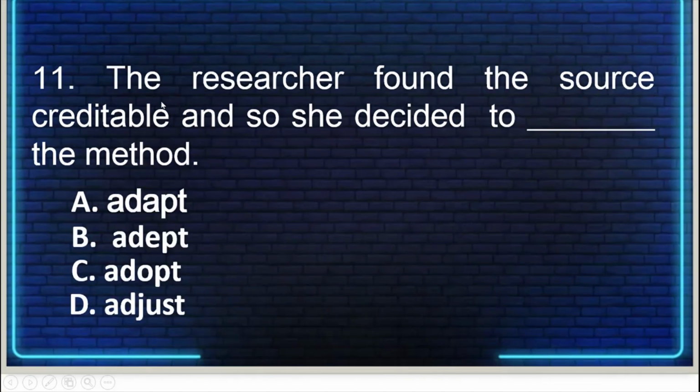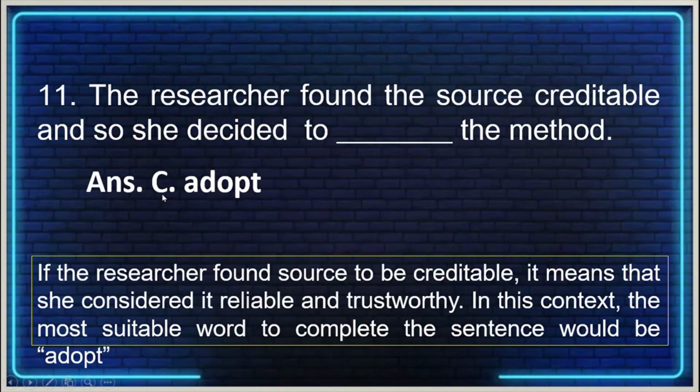Number 11, the researcher found the source creditable, and so she decided to blank the method. A. Adapt. B. Adapt. C. Adopt. And D. Adjust. The answer is letter C. Adopt, or to take. Okay, so if the researcher found the source to be creditable, it means that she considered it reliable and trustworthy. So in this context, the most suitable word to complete the sentence would be adopt. A-D-O-P-T. Adopt. Okay, to take.